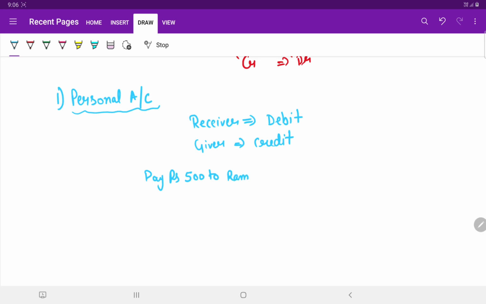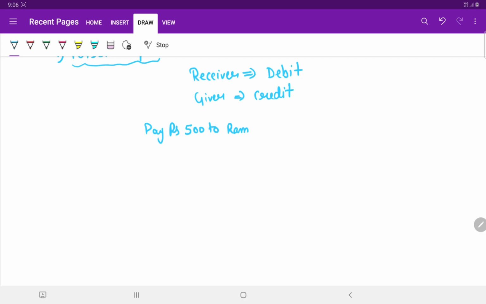So in this case the transaction will be recorded as the account of Ram will be debited with 500, whereas the cash account from which the entry is done will be credited with rupees 500. So this is generally credited.